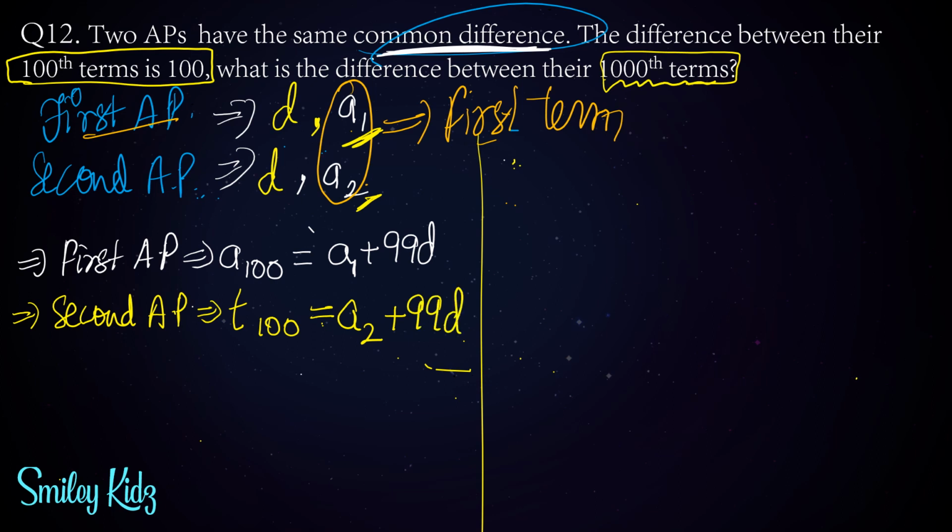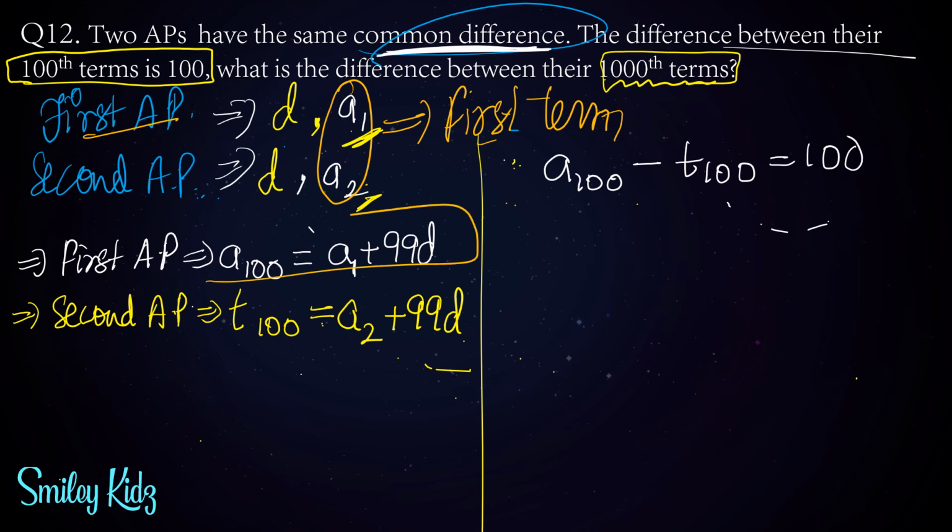Now, what are we able to extract from the question? The difference between their 100th terms is 100. That means A100 minus T100 is equal to 100. Now, what are this A100 and T100? They are nothing but what we have already done. So their difference is 100, so A100 minus T100 is equal to 100.